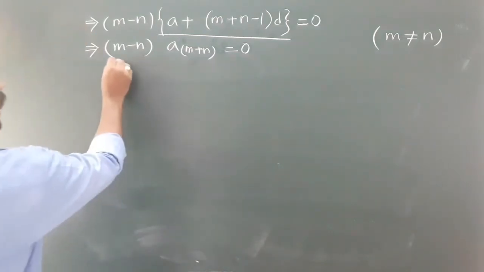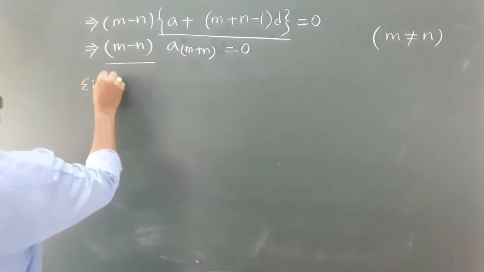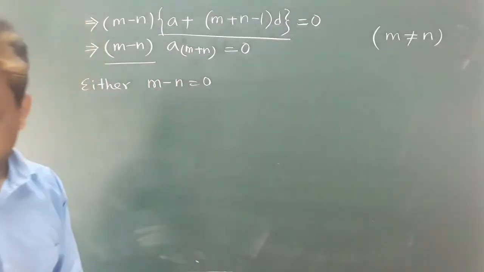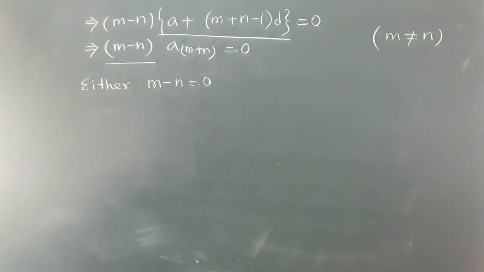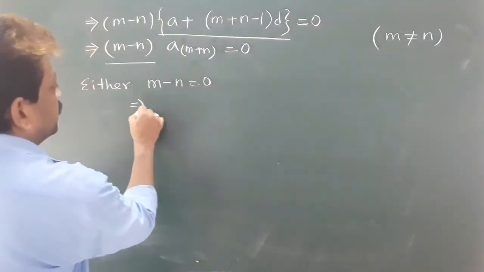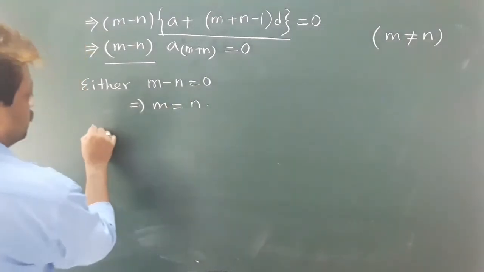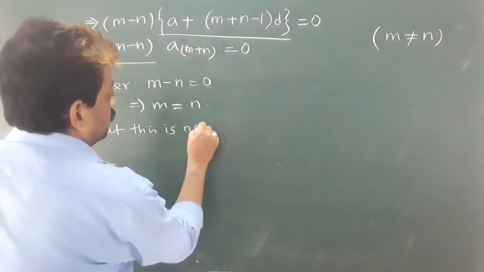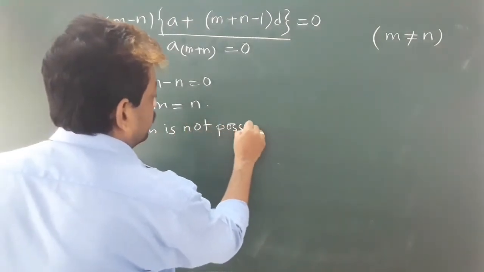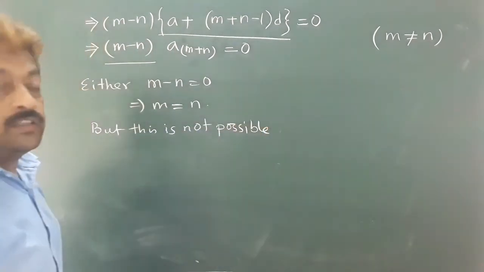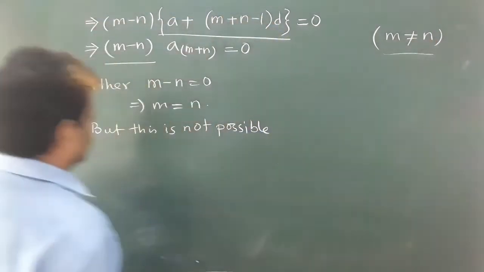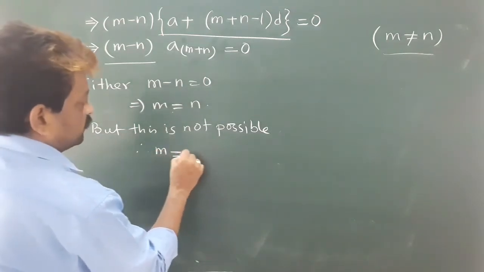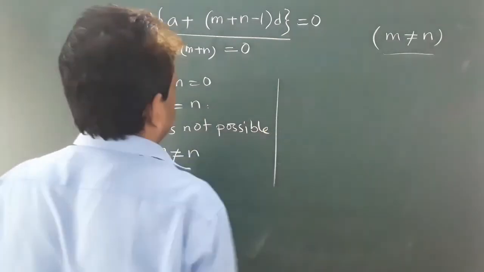We have got two factors, either m plus n, m minus n equals to 0, m minus n equals to 0, which implies m equals to n. But this is not possible. Why? Because it is given in the condition that m is not equals to n. Therefore we cannot take this. Therefore m is not equals to n. We cannot take this. So what is the other condition?